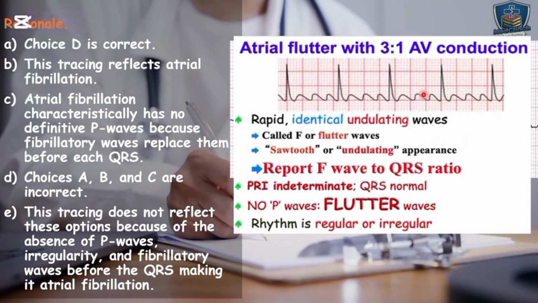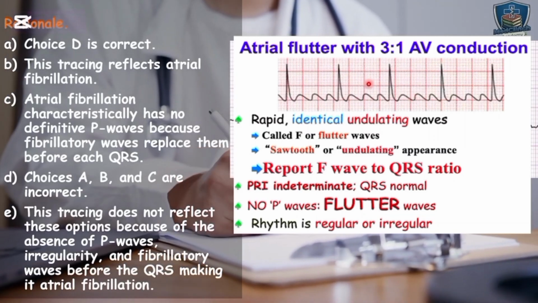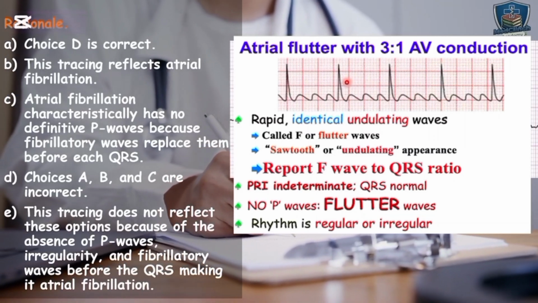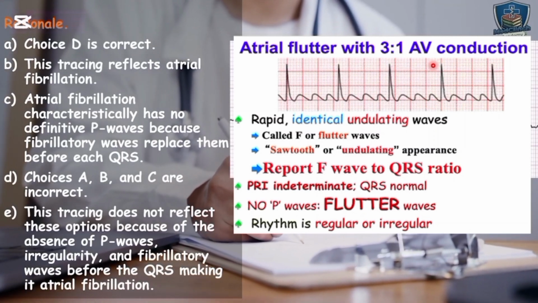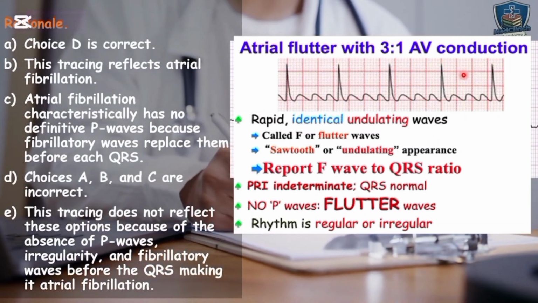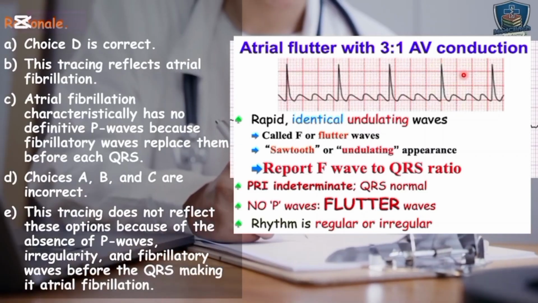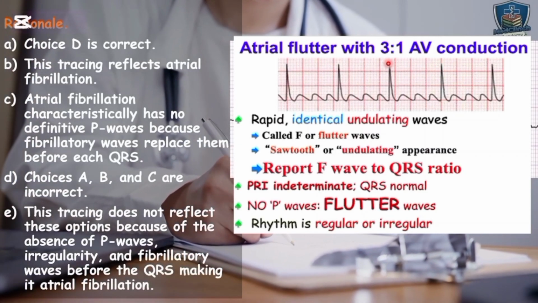Apart from that, unlike the AFib, this one may have a regular rhythm. You can see the distance between the R waves tends to be the same. The distance here and here tends to be the same. So the rhythm here may be regular or irregular. So that's something that you have to note when it comes to atrial flutter.